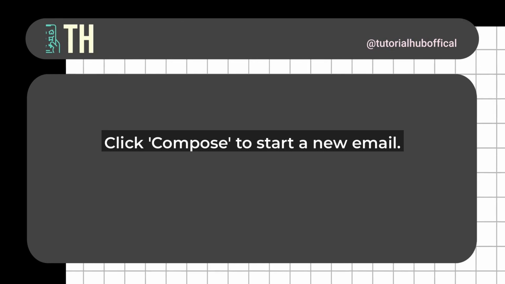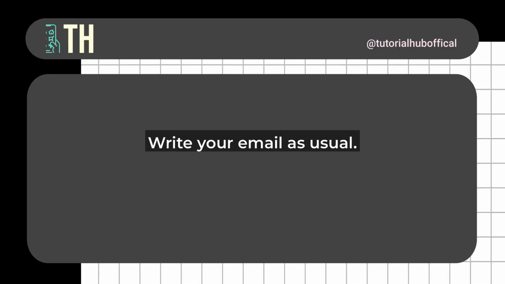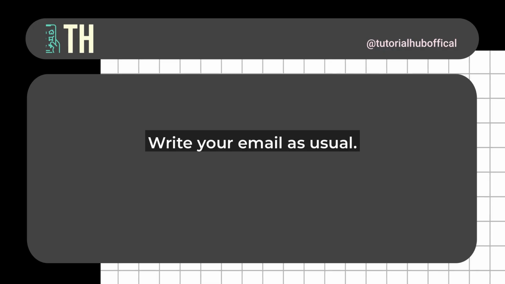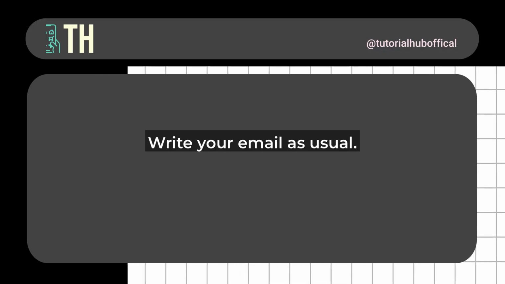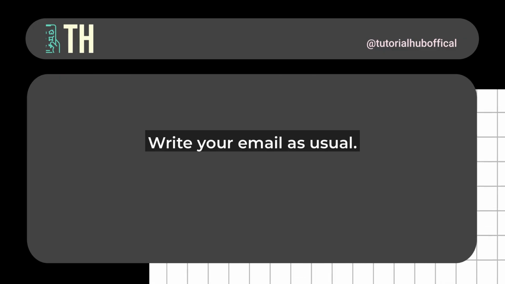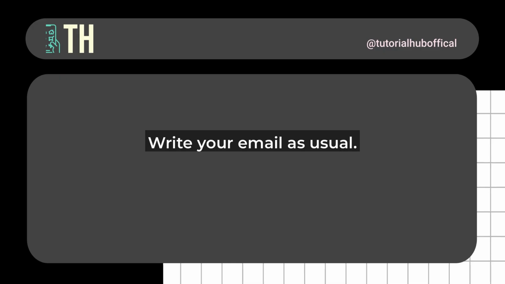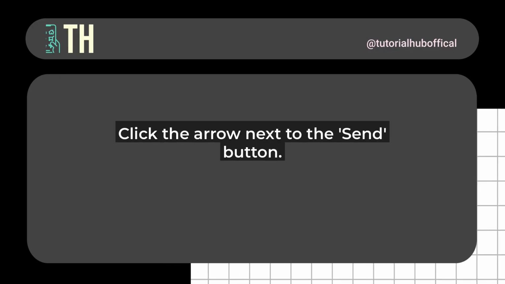Step 1. Open Gmail and click on the Compose button to start a new email. Type in your recipient's email address, add a subject, and craft your message just like you normally would. Step 2. Once your email is ready, look for the arrow next to the Send button in the bottom right corner. Click that arrow, and a menu will pop up with options.